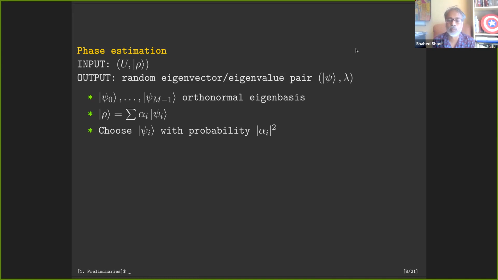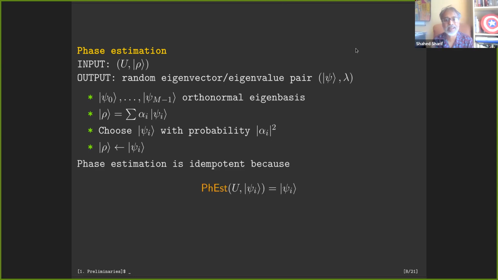So because rho is a unit vector and this is an orthonormal list of vectors, the psi i's, the sum of the squares of the alpha i's is going to be 1. So this is consistent with the way probability is supposed to work. And then we replace our input quantum state rho with the psi i. So our original quantum state sort of gets destroyed. It gets replaced.